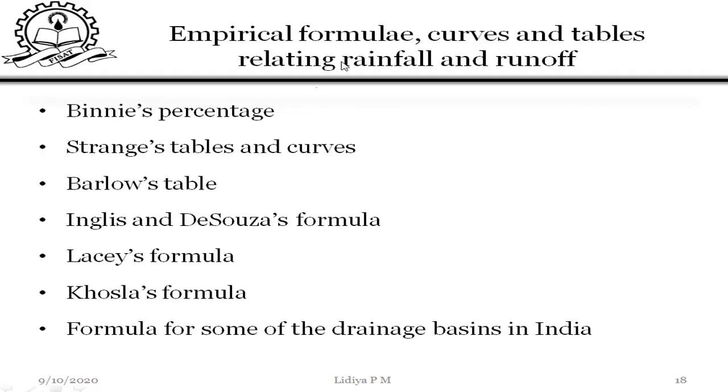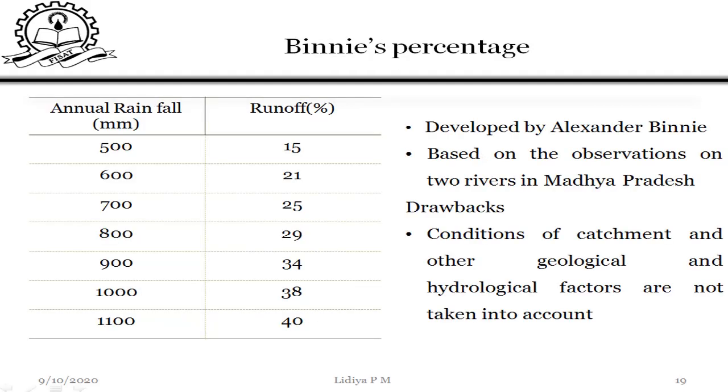First one, empirical formulas, curves and tables relating rainfall and runoff. First, Binney's percentage. Then Strange's tables and curves, Barlow's table, Inglis and D'Souza's formula, Lacey's formula and Khosla's formula, and formulas for some of the drainage basins in India. So first we'll discuss Binney's percentage.